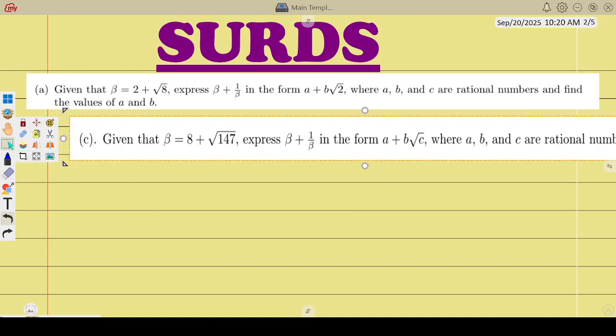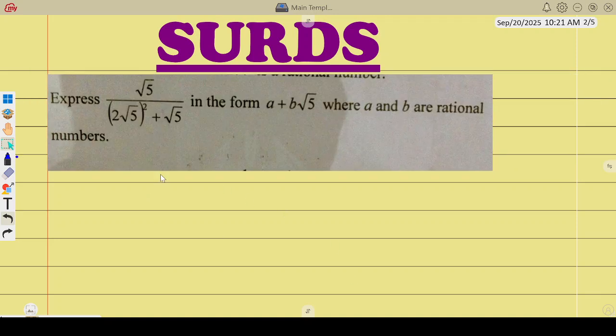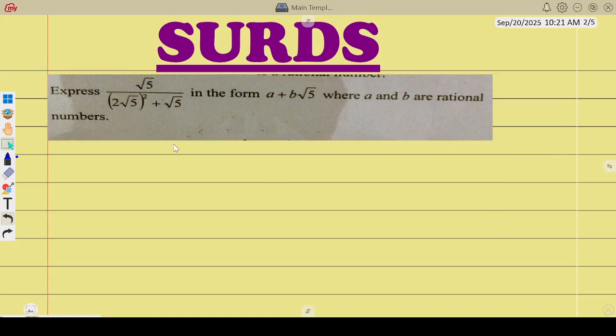So now let's do another question. Okay, so we can now go through this. I'm just going to do 2 more questions, and then at least you can practice more on your own. So here we have been given this expression. They want us to express it in this form. So what do you do? You simply start simplifying slowly.